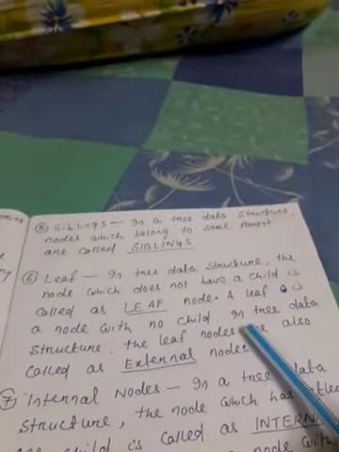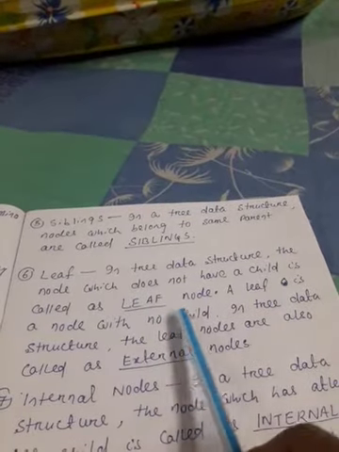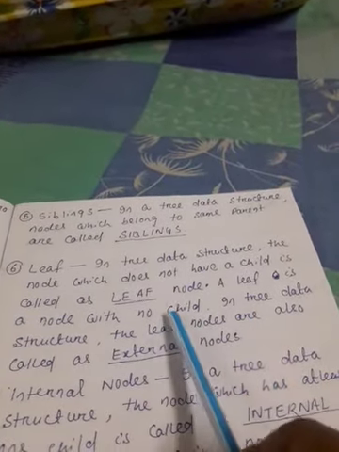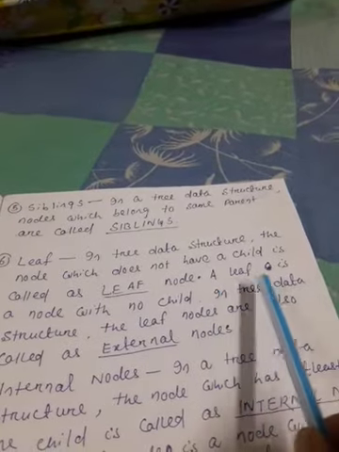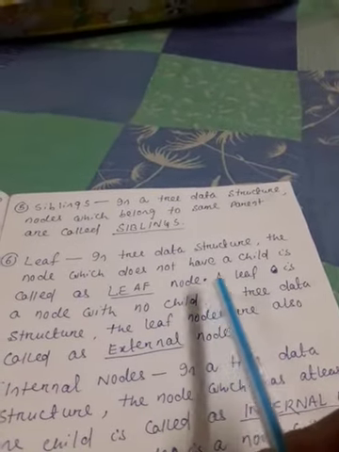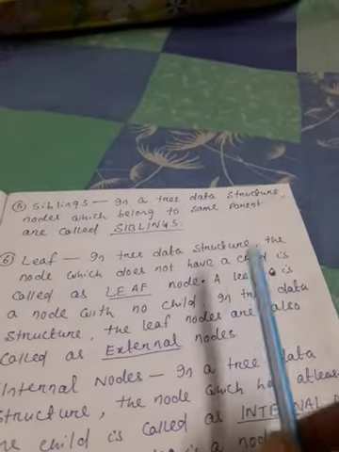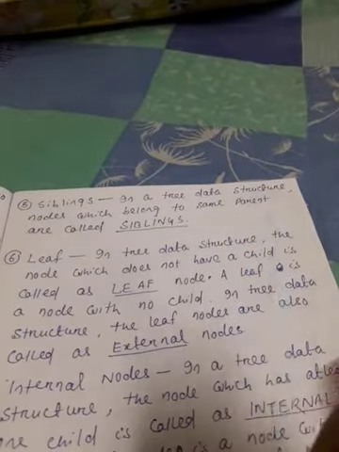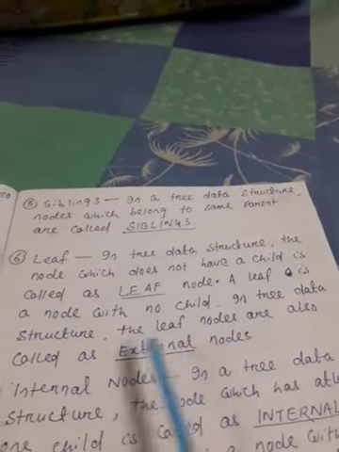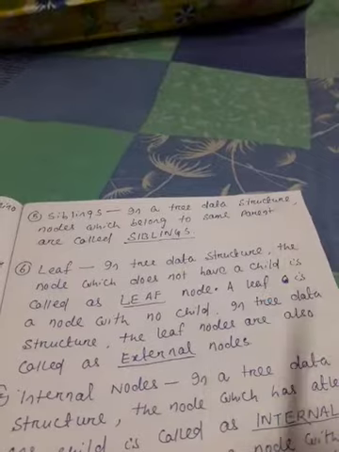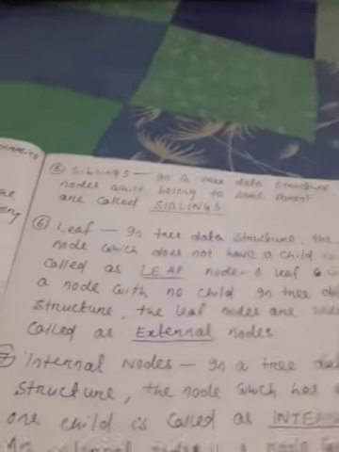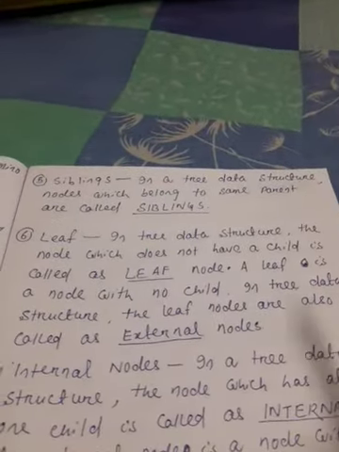Okay. Then see here, leaf. In a tree data structure, the node which does not have a child is called a leaf node. A leaf node is a node with no child. So a leaf node is always a node which has no child. In a tree data structure, the leaf nodes are also called external nodes.